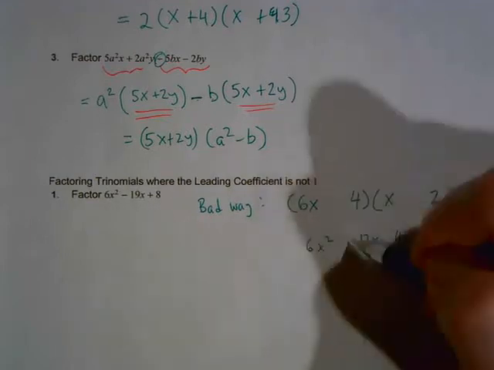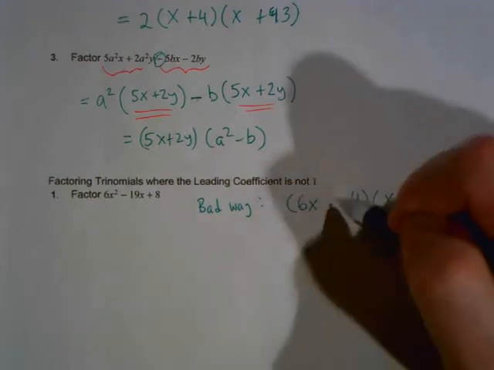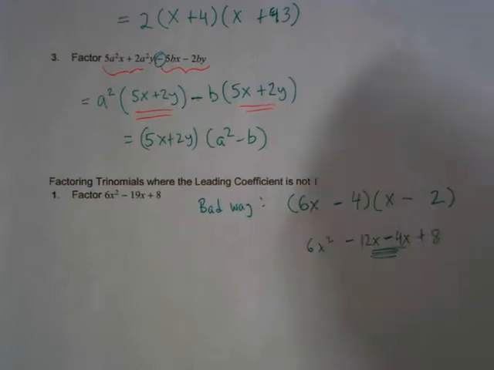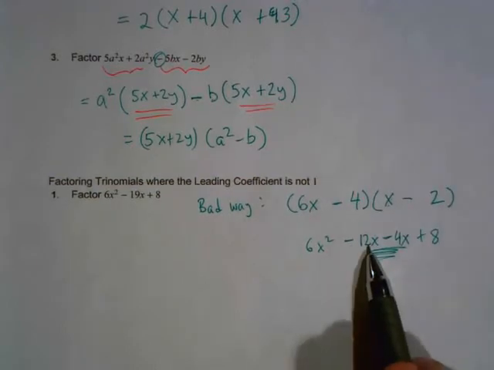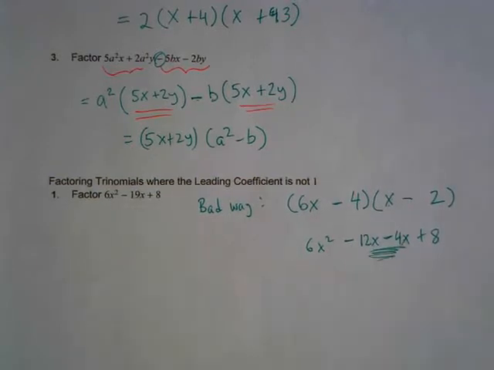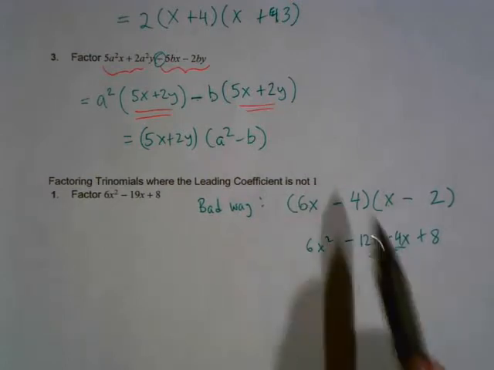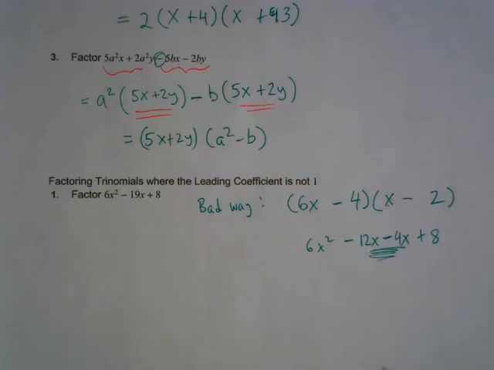Well, I don't think so, because even if both of these were negative, so if I had two negatives here, that would give me a negative 12x minus 4x. That would only be negative 16x. That doesn't work. So what does that tell me? It tells me my guess is wrong. But I don't know what's wrong. I don't know if the 6x and the 1x are wrong. I don't know if the 4 and the 2 are wrong, or maybe they're in the wrong spot.